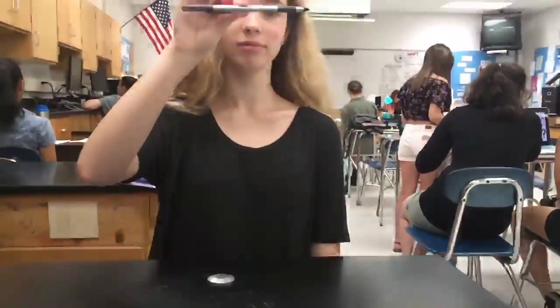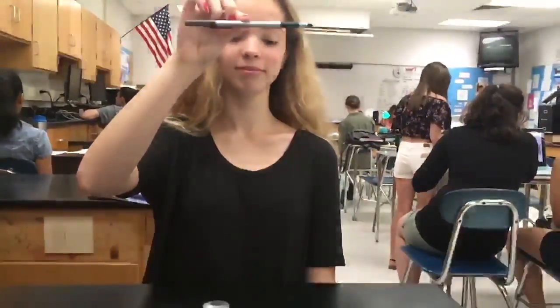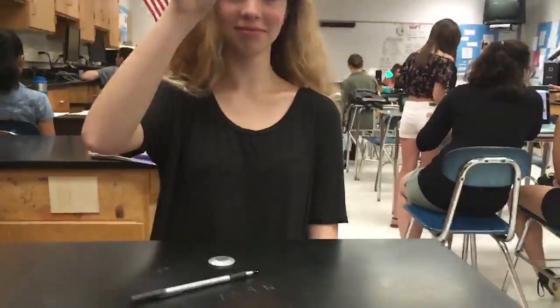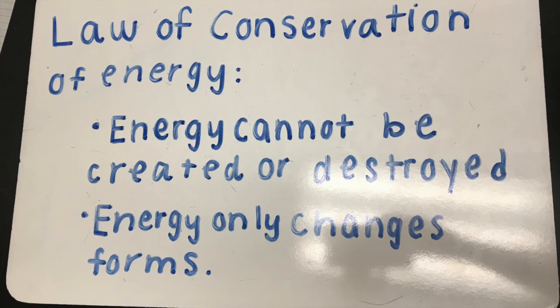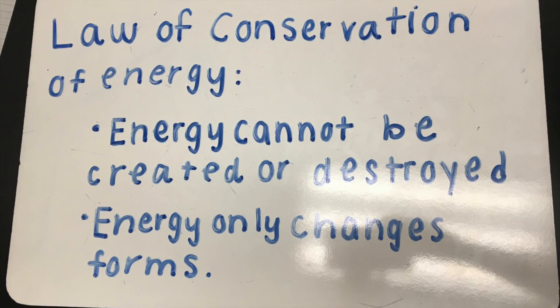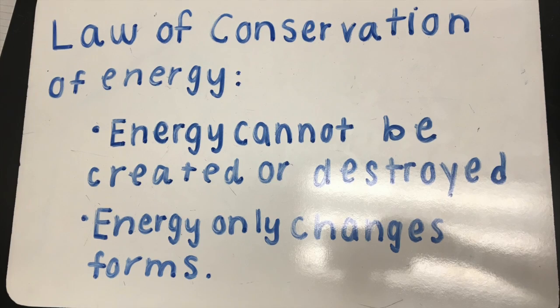Follow along as we show you an example. Lift up your pen so that it has maximum potential energy, and then drop it. This way it has kinetic energy. Now let's look at the law of conservation of energy. The law of conservation of energy states that energy cannot be created or destroyed, and energy can only change forms.